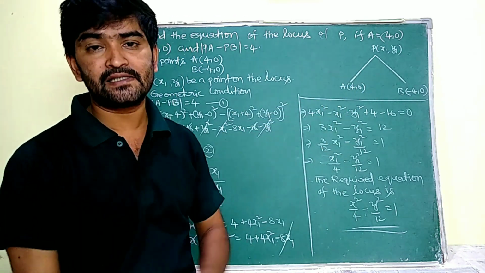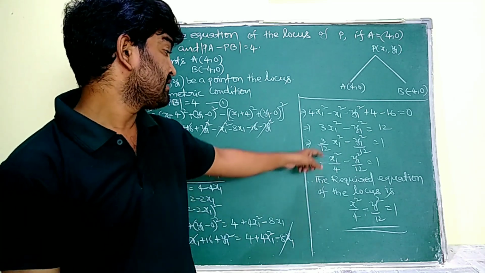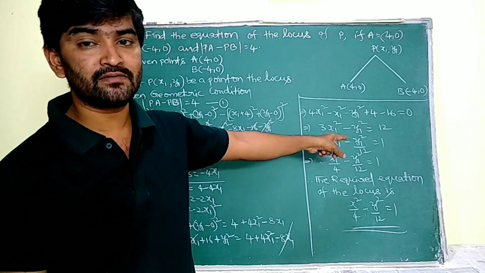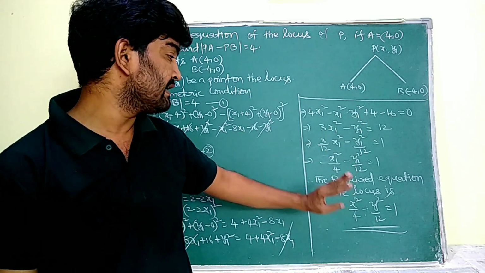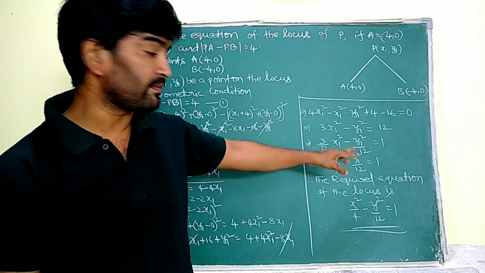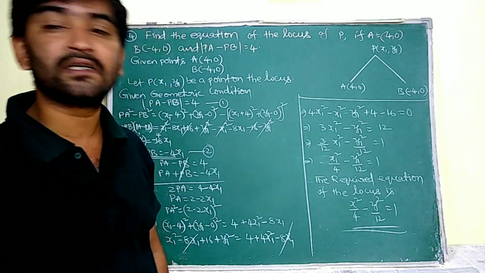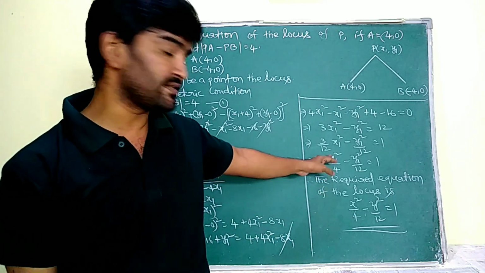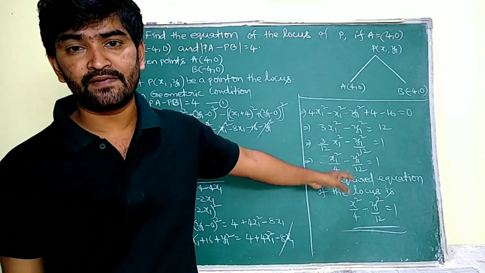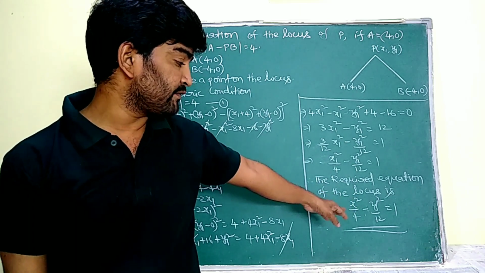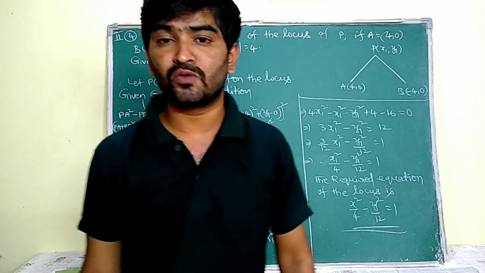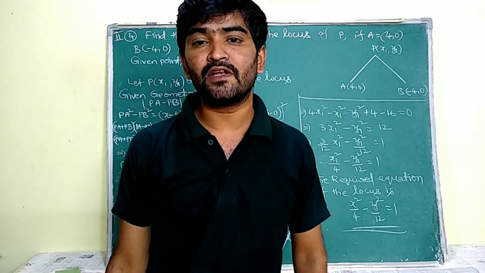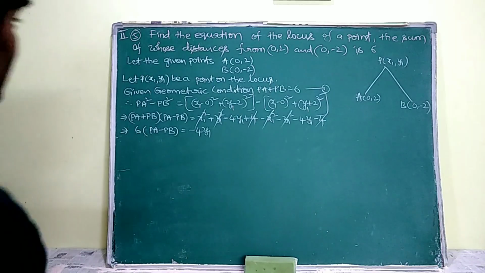Just divide entire terms by 12. So (3/12)x1² - y1²/12 is equal to 1. That is x1²/4 - y1²/12 is equal to 1. That is our required equation of the locus. Okay, now we have to express x1, y1 in terms of x, y. So x²/4 - y²/12 = 1 is our required equation of the locus.